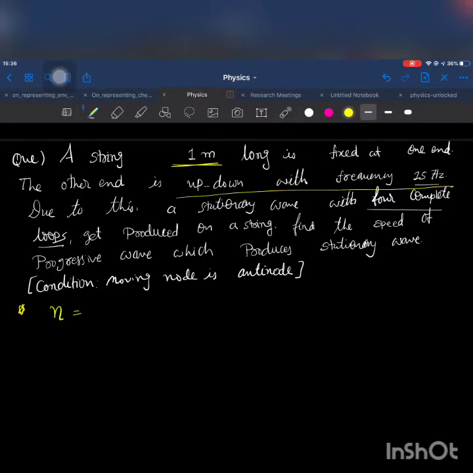So I can just write n is equal to 15 hertz for simplification, when the length is equal to 1 meter. Okay, now due to this, a stationary wave with 4 complete loops gets produced on the string. Now there are 4 complete loops, so loops is equal to 4. Now you have to find the speed of the progressive wave.